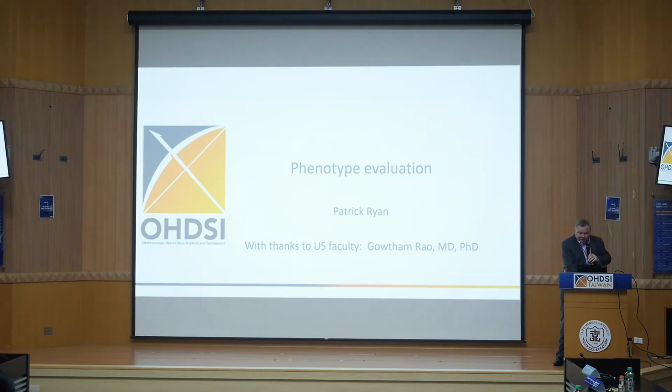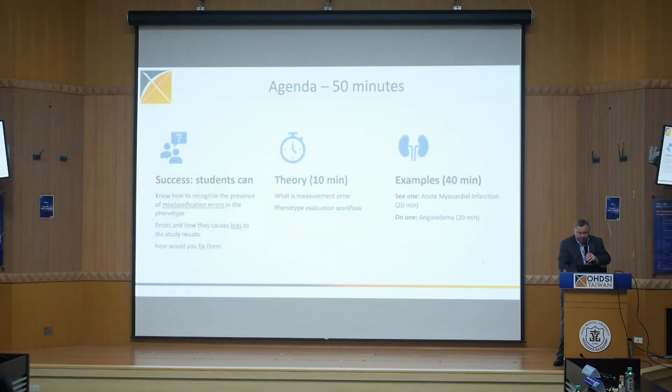And with thanks to Gautam Rao, who prepared this part of the tutorial in the US a couple weeks ago, I'm going to borrow some of his slides. So what I'm going to try to cover is first to talk about the importance of measurement error in phenotyping. And then I'm going to do a live demonstration where we're going to explore Jan's definition of acute myocardial infarction. And then you all are going to do your own phenotype evaluation to try to understand the measurement error of angioedema.